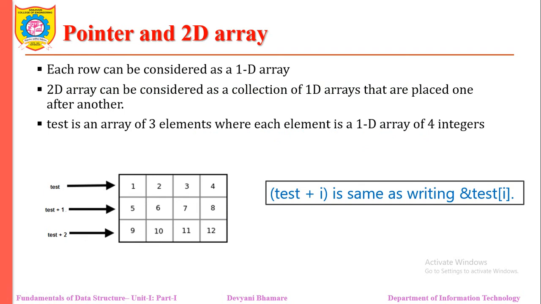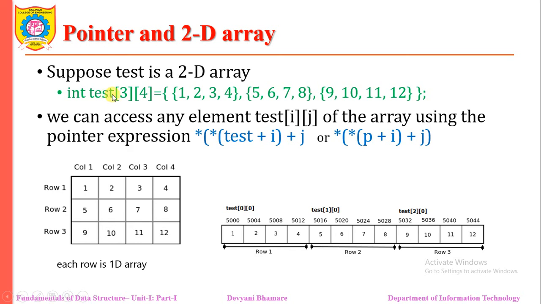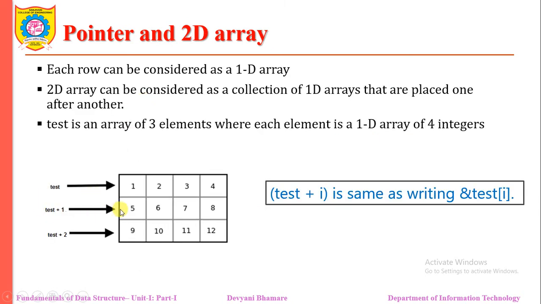Each row can be considered as a one-dimensional array. A two-dimensional array can be considered as a collection of one-dimensional arrays. So what does test indicate? Test is the collection of three arrays, and every array has 4 elements. When we say test plus 1, this points to the second row. When we say test plus 2, it points to the third row. Whatever we learned in the one-dimensional array applies here too, but in this case it is not pointing to an element. It is pointing to a specific row.